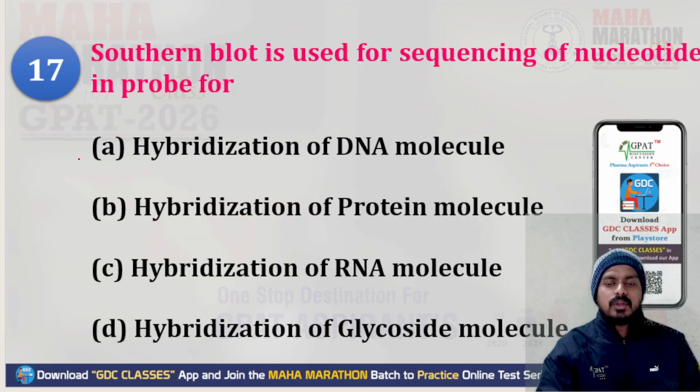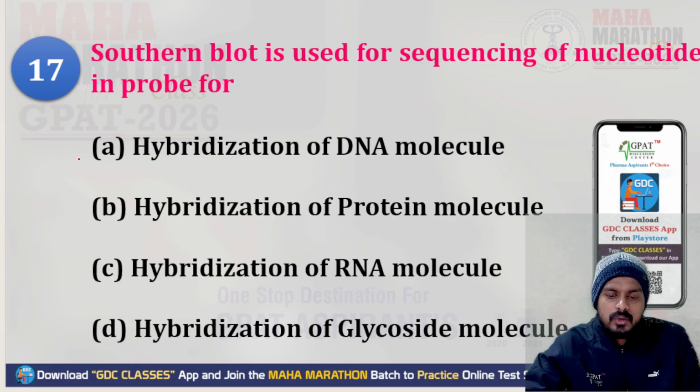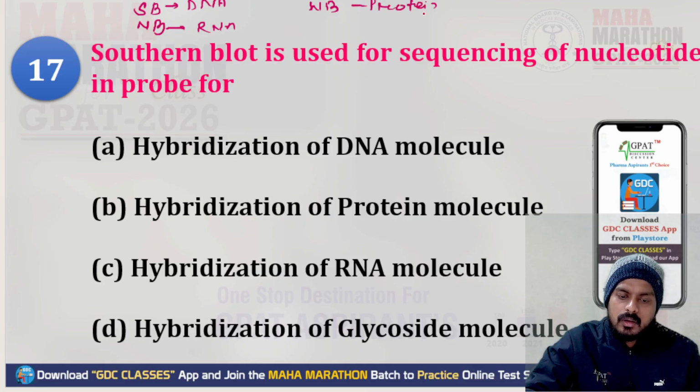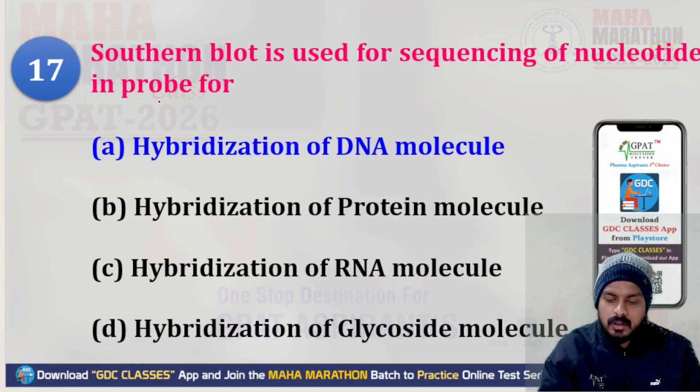Next question. Southern blot is used for. I told you we have three types of blotting: Southern blot, Northern blot, and Western blot. Southern blotting is used for DNA, Northern blotting is for RNA, and Western blot is for protein. So Southern blot is a technique for the hybridization of DNA molecules.